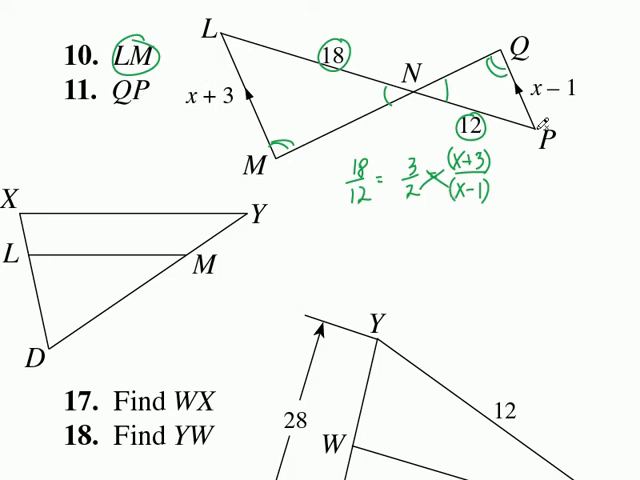So, look, you already found what x was. What was x when you did this? Anybody have it? Nobody? Oh, whatever. Whatever x is, you put it in here. And then what do you do for QP? You just take 1 away from that x.